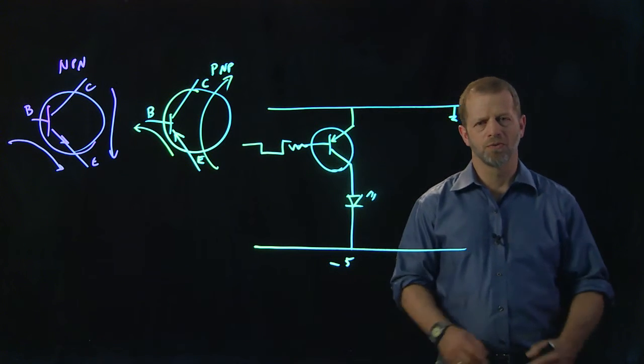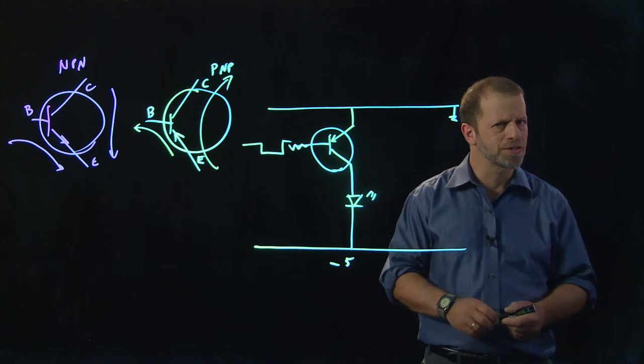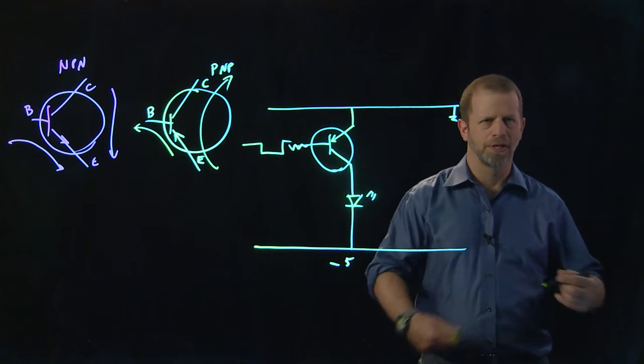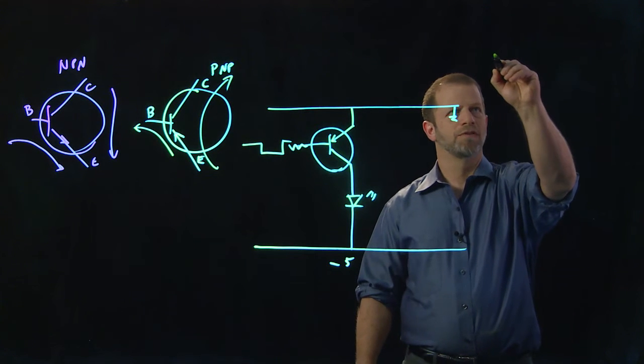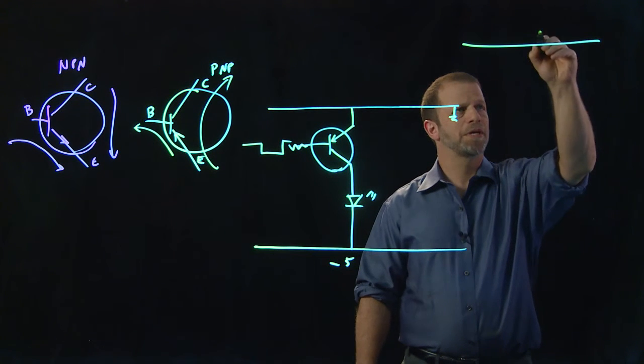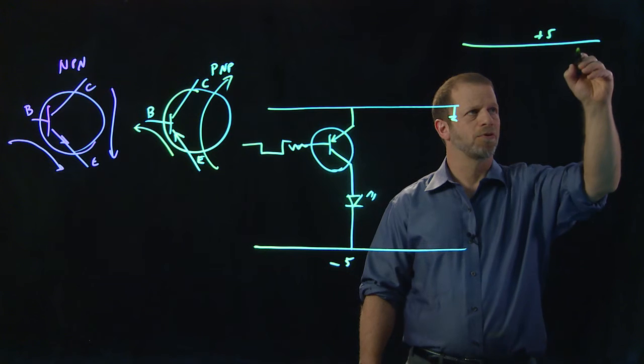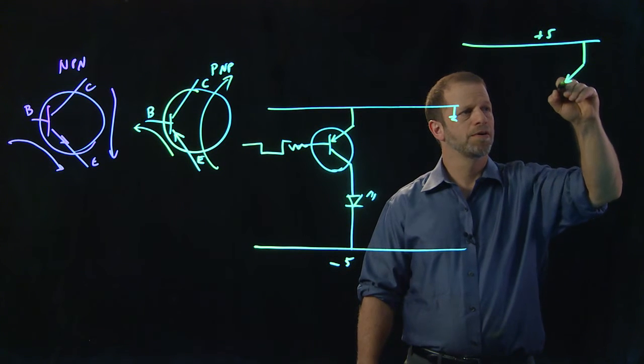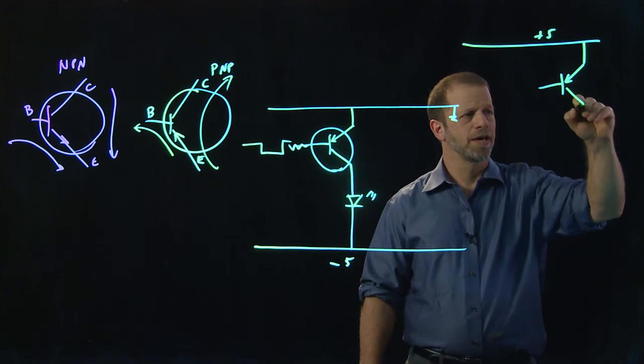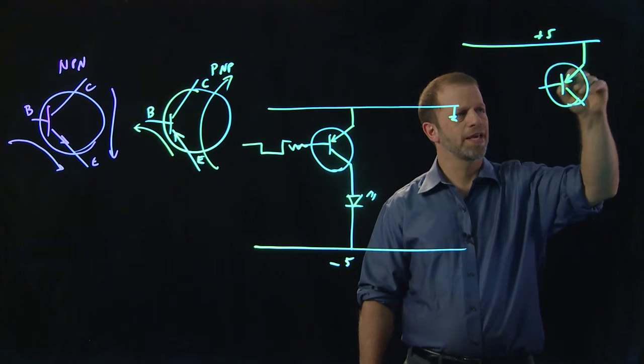But here's another thing you can do with PNP transistors. And if you can get this, you've really got it on the polarity reversals that are pretty confusing. Let's take a PNP transistor and connect it up to the plus 5 volt rail. So here's its emitter, and its base, and its collector. Again, this is a PNP.